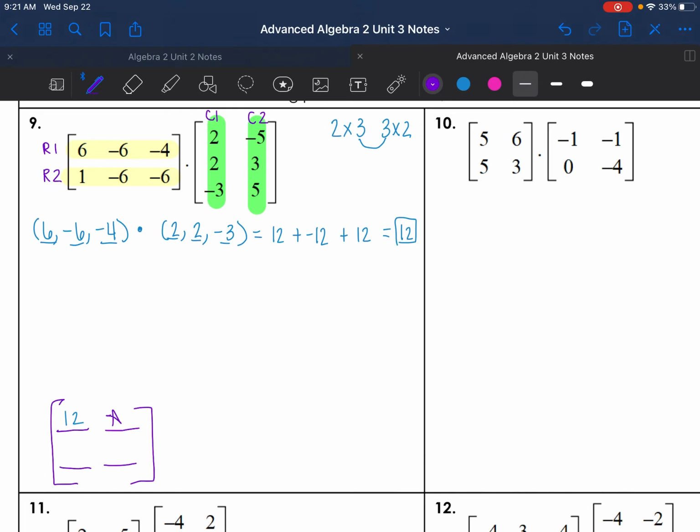Okay. Then the next element, let's find this one that I put a star in. That one is row 1, column 2. So I'm going to find the dot product between row 1 and column 2. So 6 times negative 5 is negative 30. Negative 6 times 3 is negative 18. And negative 4 times 5 is negative 20. So if we add all those together, we get negative 68.